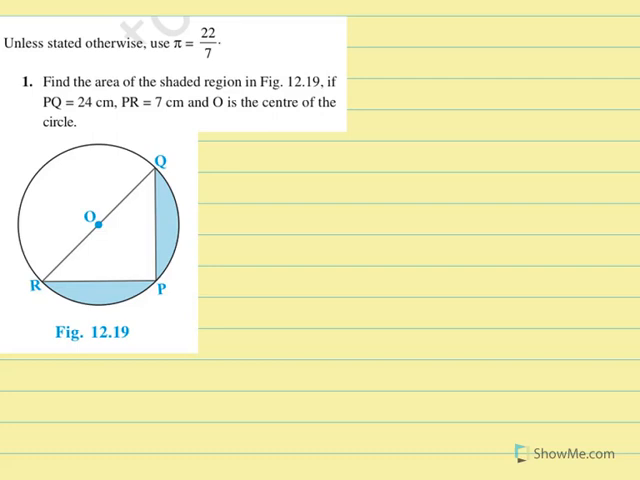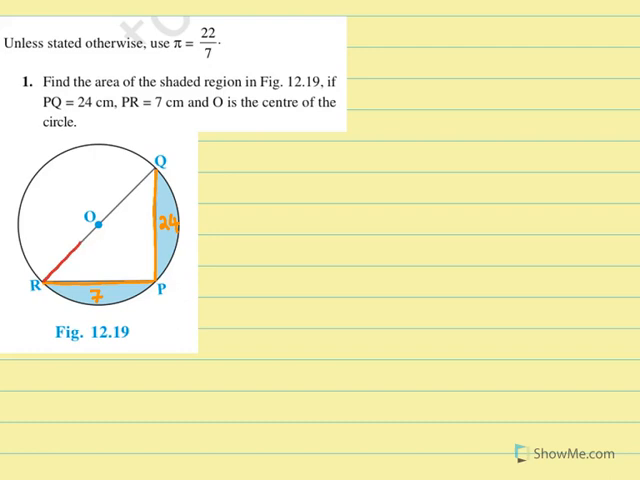Find the area of the shaded region in figure 12.19 if PQ equal to 24 and PR equal to 7. So we mark this. PQ is 24 and the PR is 7. We start first with RQ.